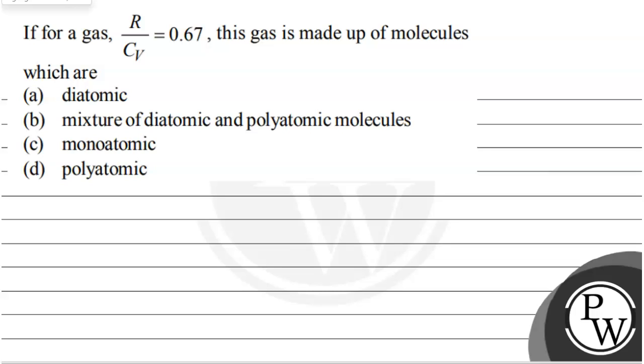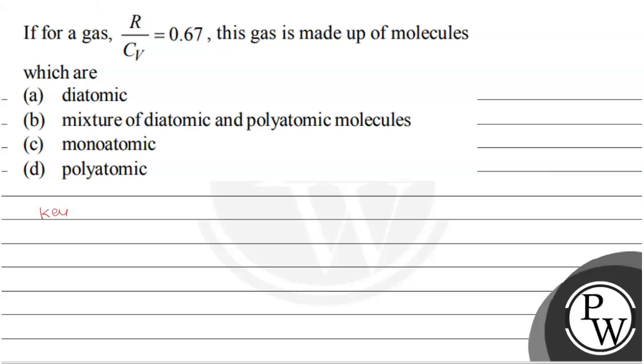Hello बच्चों, the question says here if for the gas R by CV is equal to 0.67, this gas is made up of the molecules which are option A diatomic, option B mixture of a diatomic polyatomic molecule, option C monoatomic, and option D polyatomic molecules. For this you need to understand the key concept.